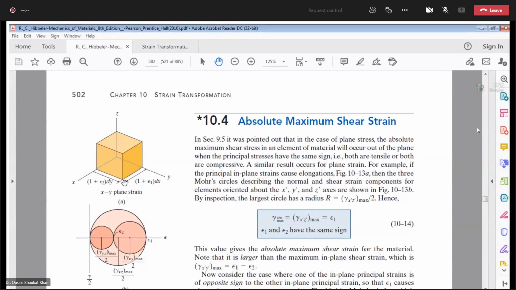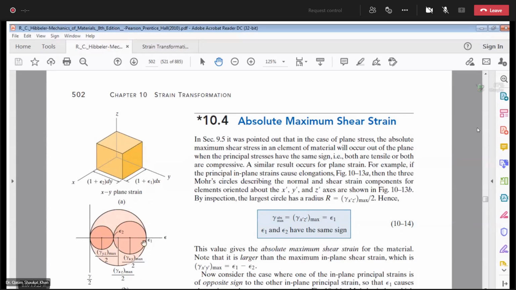It is resulting in the elongation of the element. So if the principal in-plane strains cause elongations, then the three Mohr circles describing the normal and the shear strain components for the elements oriented about x', y', and z' axes are given in Figure 10-13b.